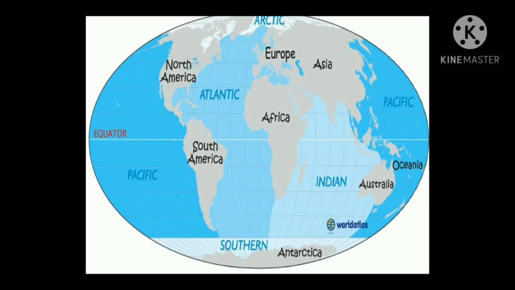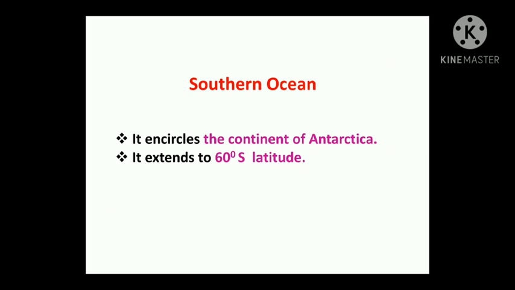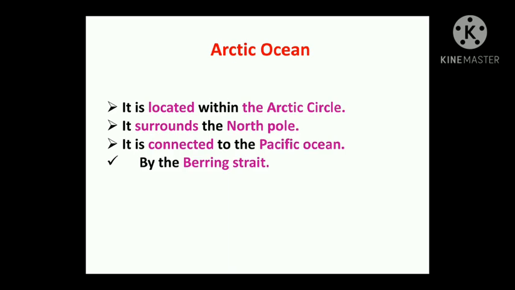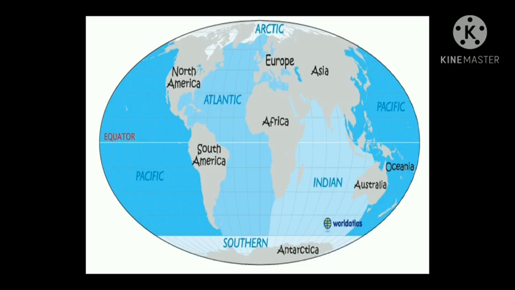And the next one is Southern Ocean. Southern Ocean encircles the continent of Antarctica and it extends northward to 60 degrees south latitude. So these are the two main features of Southern Ocean. And the last but not the least is Arctic Ocean. It is the smallest ocean in the world. And it is located within the Arctic Circle. And it surrounds the North Pole.